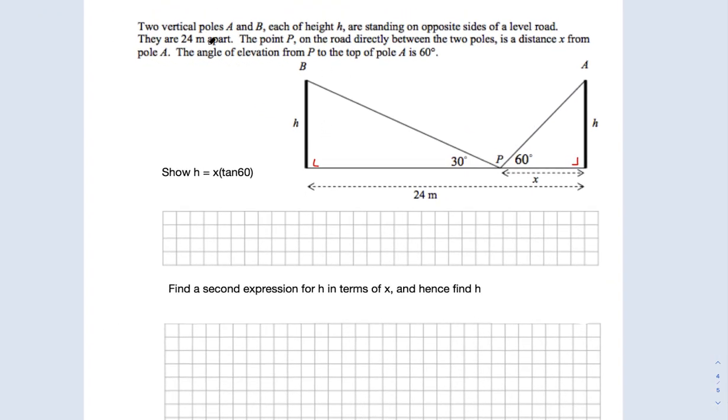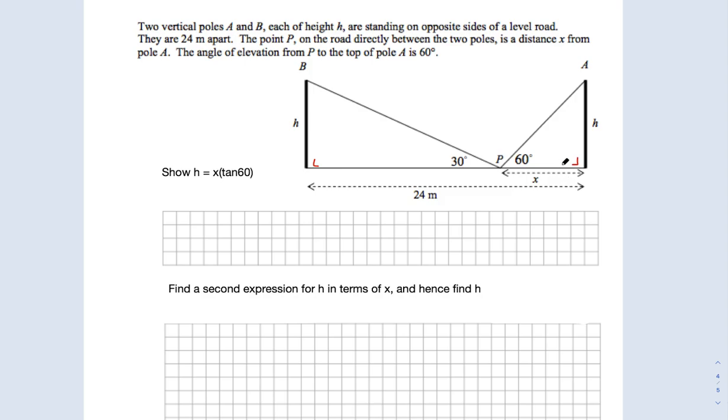They are 24 meters apart. The point P on the road directly between the two poles is a distance x from pole A. The angle of elevation from P to the top of pole A is 60 degrees. They want us first to show that h is equal to x multiplied by tan of 60. So how are we going to do that?